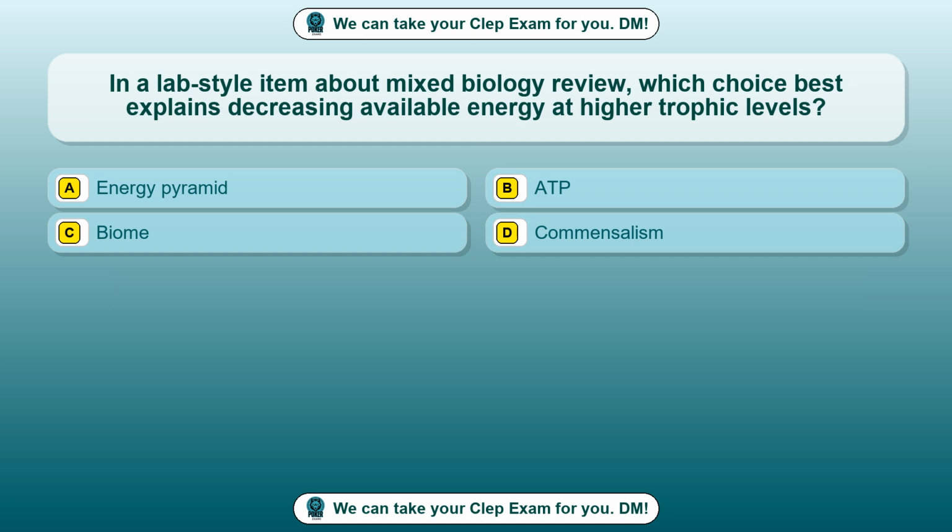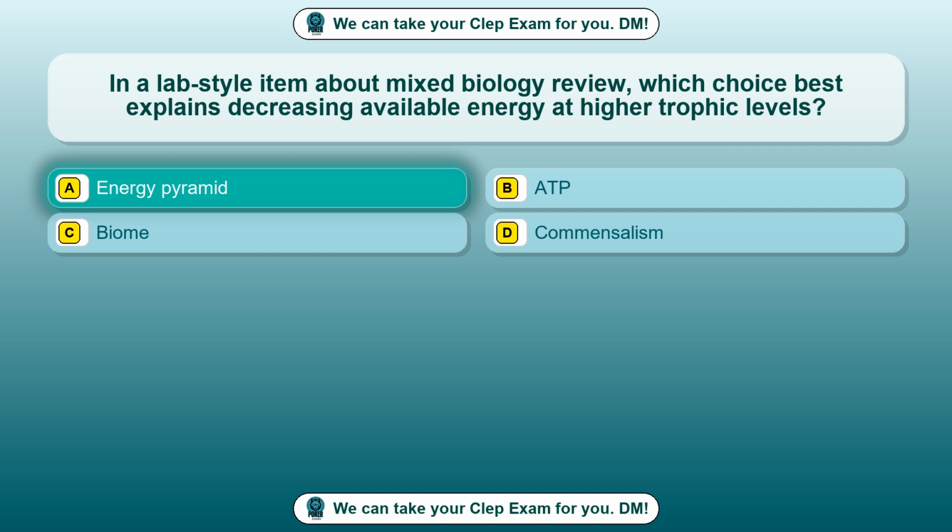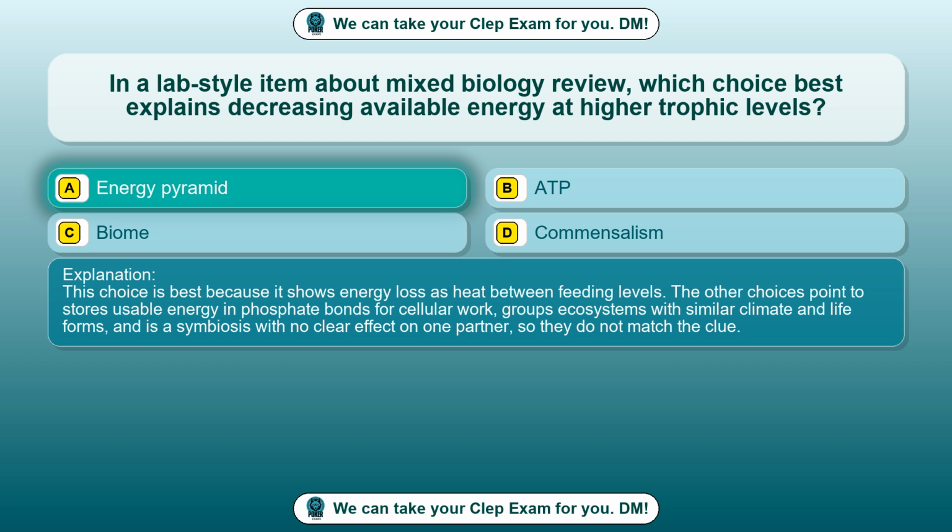Question 48. In a lab-style item about mixed biology review, which choice best explains decreasing available energy at higher trophic levels? Option A, energy pyramid. Option B, ATP. Option C, biome. Option D, commensalism. The correct answer is option A, energy pyramid. This choice is best because it shows energy loss as heat between feeding levels. The other choices point to stores usable energy in phosphate bonds for cellular work, groups ecosystems with similar climate and life forms, and is a symbiosis with no clear effect on one partner, so they do not match the clue.